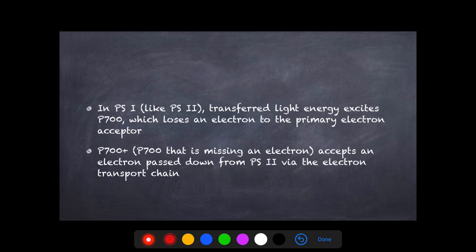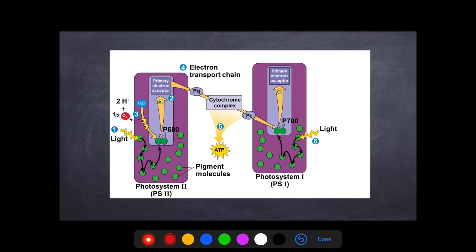All right, so I'll say it again. In step 6, photosystem 1 has a light excited electron that's going to be located on P700. The electrons that are in photosystem 1 are received from photosystem 2. These excited electrons are going to go to the primary electron acceptor P700 plus, which would then become reduced and become P700.